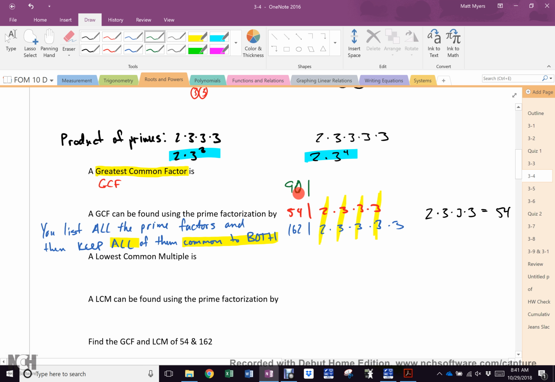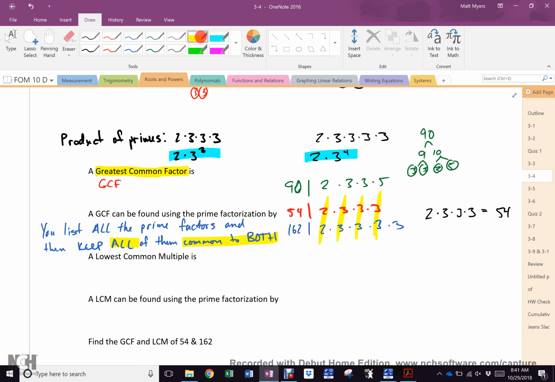What would I need to do with 90? I'd have to factor tree 90, wouldn't I? Well, let's do so. 90. What's the first one you're going to use? 9 and 10. 3, 3, blank, blank. 2, 5, circle, circle. List 2 times 3 times 3 times 5.